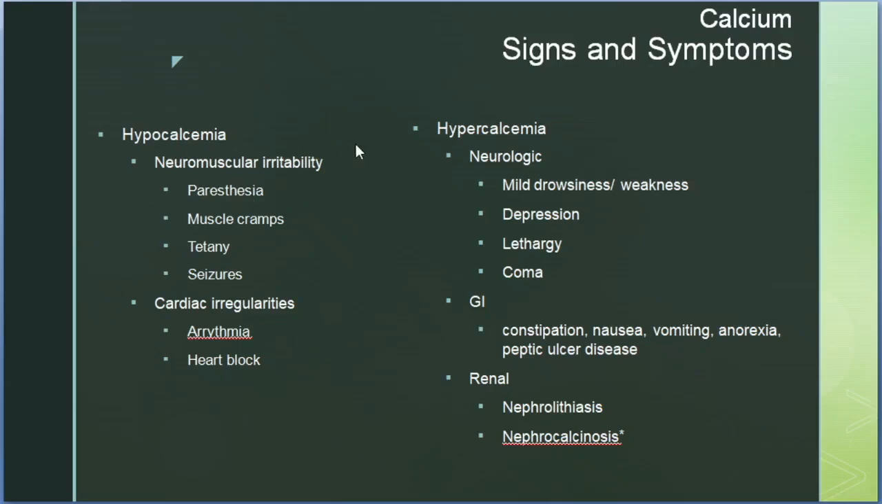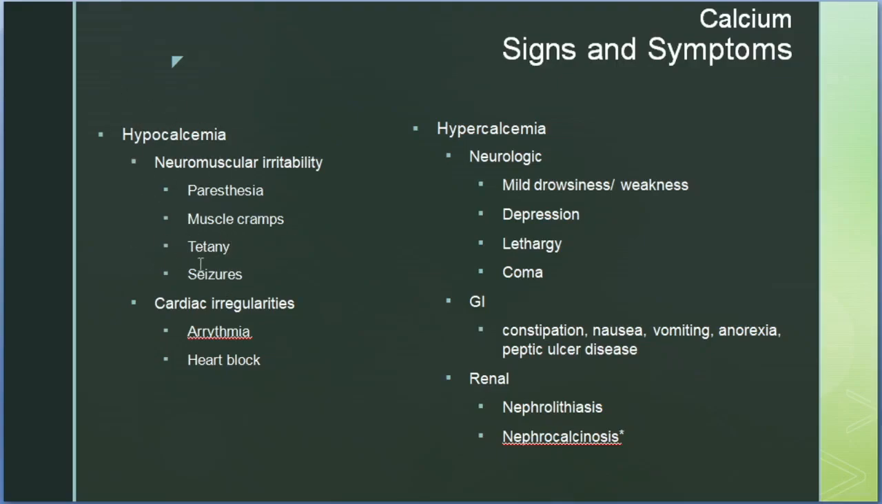We have your neuromuscular irritability. There could be paresthesia or numbness, pricking sensation, muscle cramps, tetany, and seizure. So we have a test or physical exam that we do to our patient to detect whether the patient has tetany or a low level of calcium, hypocalcemia.